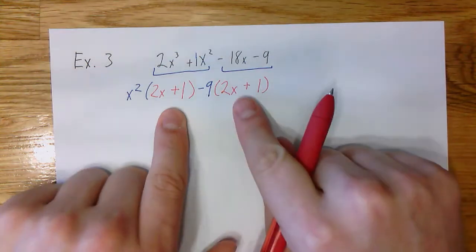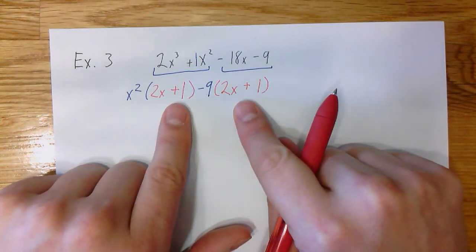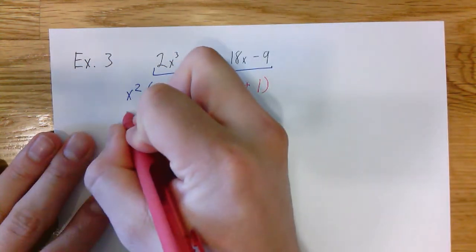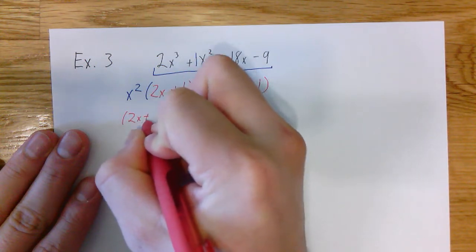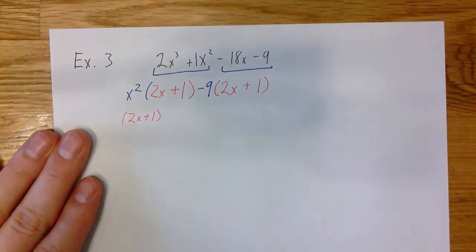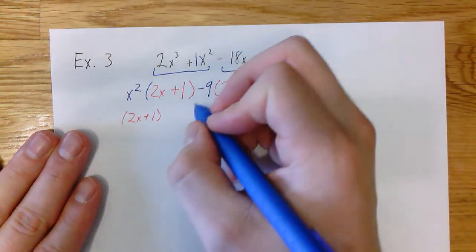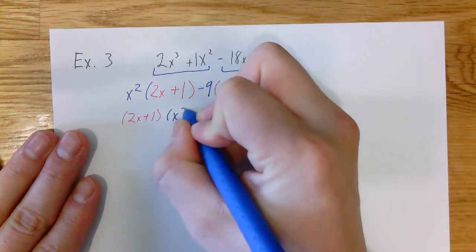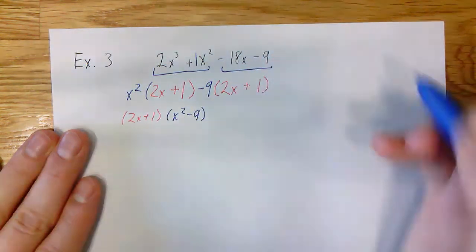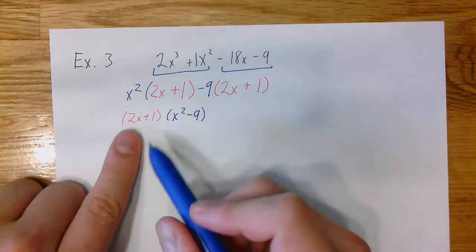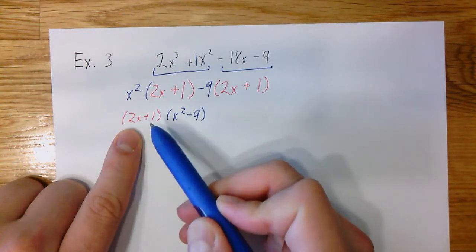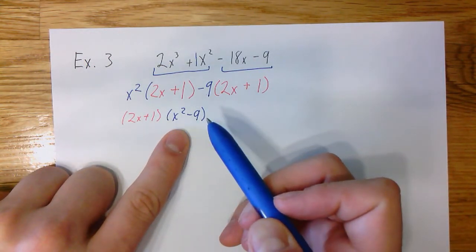So these match again, and now we can take out these matching parentheses. So we'll put our 2x plus 1, and then we're going to group our x squared and our minus 9. Now, we look for a GCF. There's no GCF for 2 and 1. There's no GCF for x squared and minus 9.